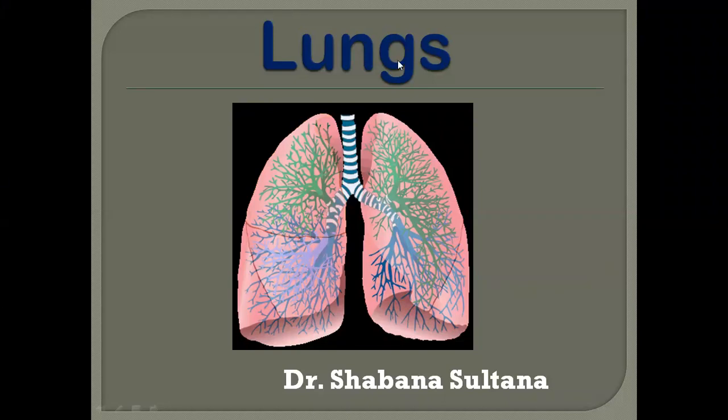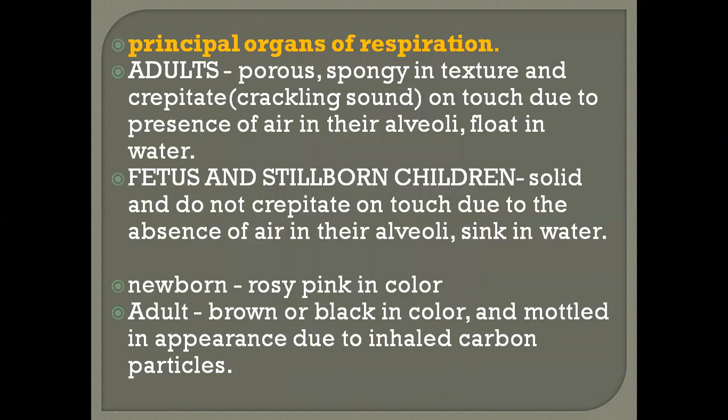Today I will be discussing certain gross features of lungs, because bronchopulmonary segments will be taken in the next class. To talk about lungs, the adult lungs are porous, spongy in texture and they crepitate on touch due to the presence of air in the alveoli and float in water. Fetus and stillborn children have solid lungs and they do not crepitate on touch due to the absence of air in the alveoli, hence they sink in water.